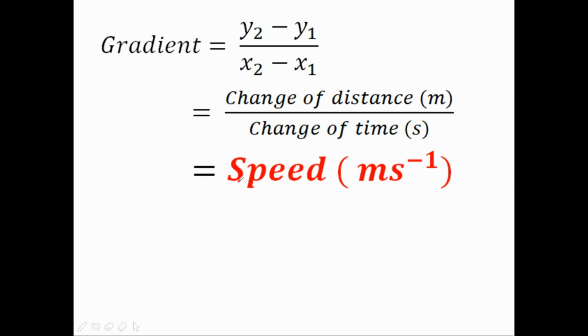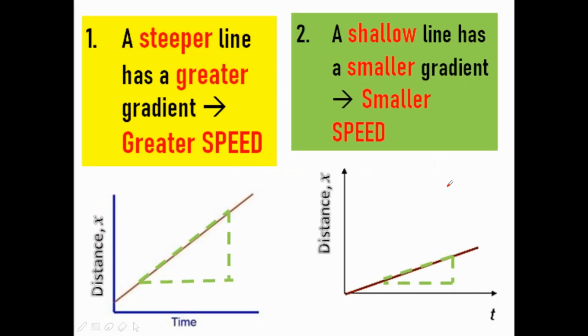This is speed. Distance over time is speed. This is the unit for distance, meter, and this is the unit for time, second. So the unit for speed will be meter per second, ms power negative 1. A steeper line has a greater gradient, means greater speed.